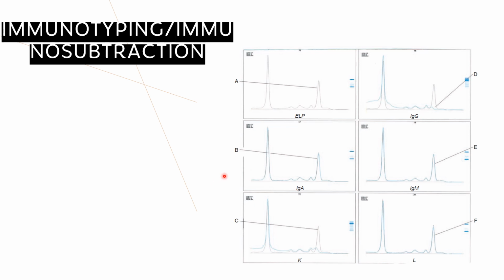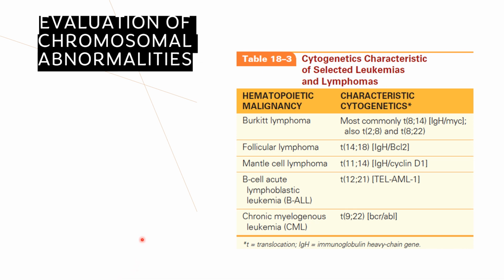We also have what we call immunotyping or immunosubtraction. This is a variation of immunofixation. It uses capillary electrophoresis in identifying monoclonal immunoglobulin components. And aside from immunotyping or immunofixation of antibodies or cell surface markers, we also have evaluation of chromosomal or genetic abnormalities.